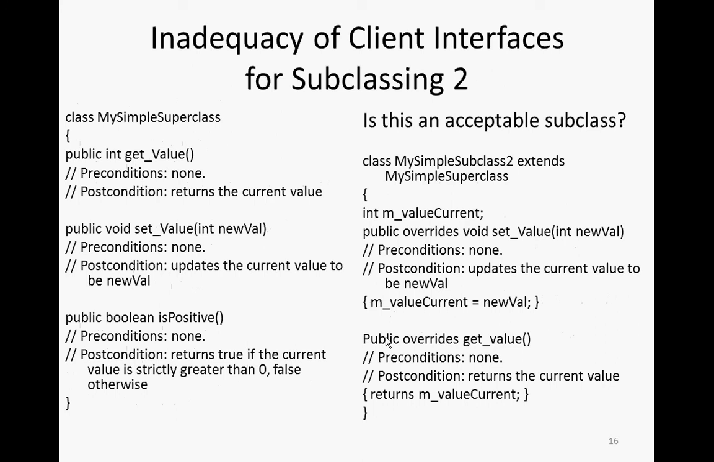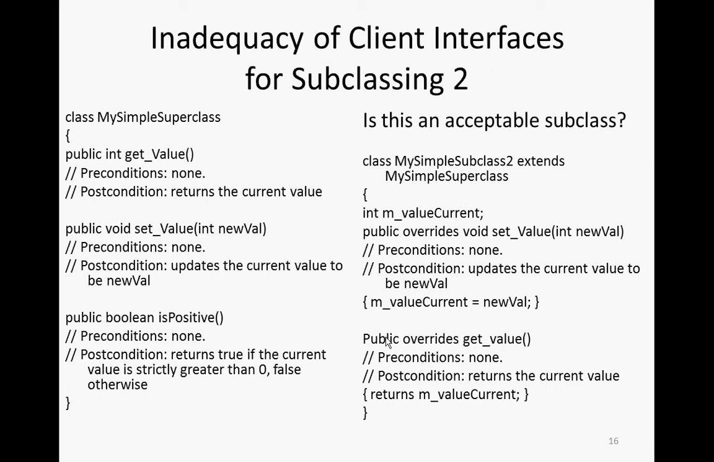Let me ask this. Suppose you were to have an instance of my simple superclass. Do you have to know how is positive is implemented? Do you have to worry about whether it calls get value? No. You don't have to worry about that. That is information that just isn't present within this interface. It isn't present within the standard specifications that we provided to someone using an instance of the class.